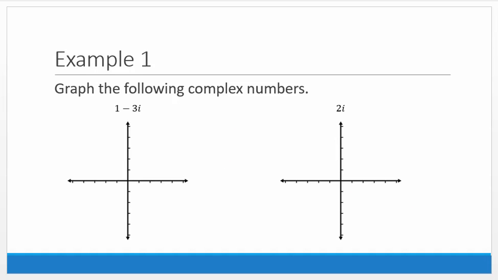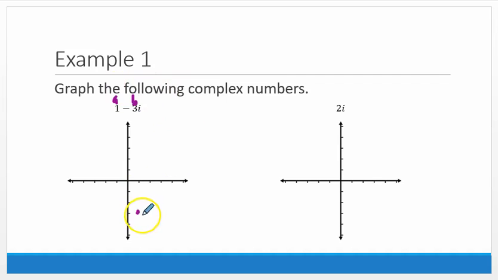Here are a couple of real quick examples of graphing some complex numbers. Now this one does have both an a and a b value. So since the real number a is equal to positive 1, that means go right 1. And then the b value here, this imaginary number, is negative 3. So that means I'm going to go down 3. So just think of this as an x and a y. We're going to go right 1, down 3, and draw a dot.